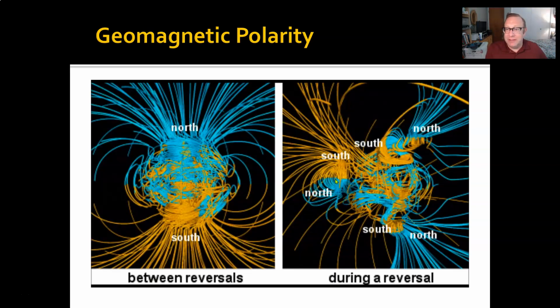But this is what happens during one of those reversals. Between reversals, you have a nice stable field, either with north at top and south at bottom, or flipped, where north is bottom, south at top. But in between, during the turbulence, you'll have these periods where actually you might even have multiple norths and souths.